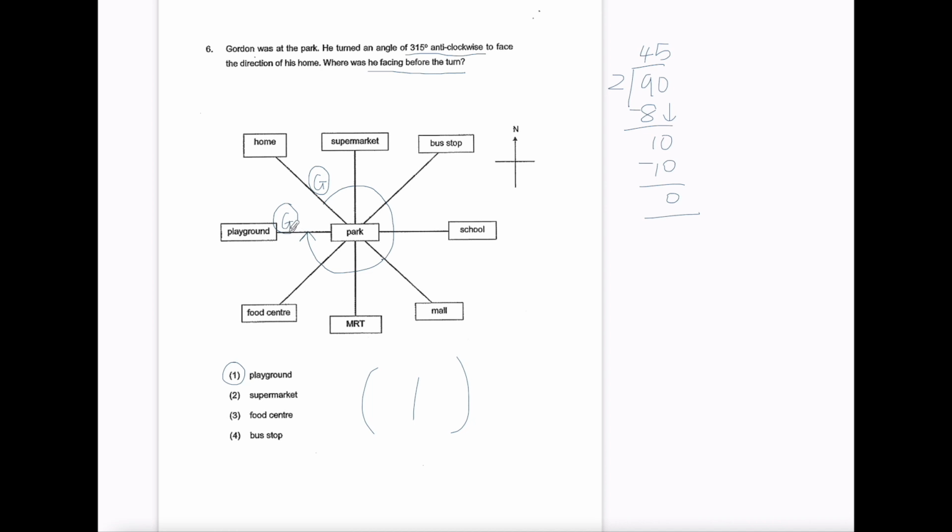So let's move together. I'm going to use another color so that we can see whether our answers are correct. So this is 90, 180, 270, and 315. So our answer is correct. In exams, if you have time, you can check like that also. Alright, let's move on to question 7.